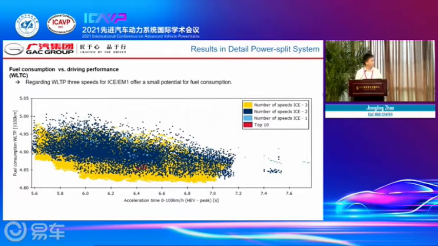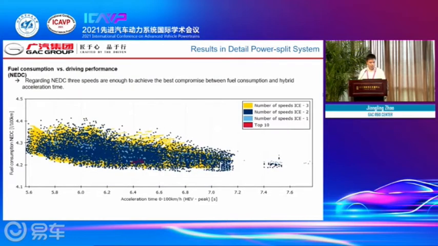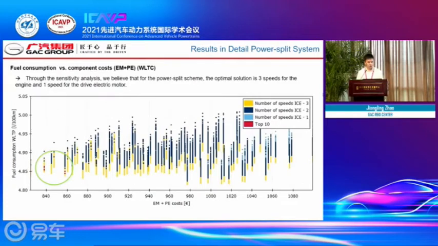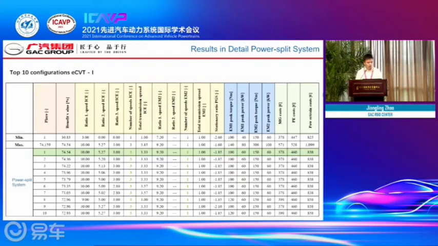Regarding WLTC, 3 speeds of the engine offer a small potential for the fuel consumption. Regarding NEDC, 2 speeds are enough to achieve the best compromise between the fuel consumption and acceleration time. Through the sensitivity analysis, we believe that for the power split scheme, the optimal solution is 3 speeds for the engine and 1 speed for the EM2.